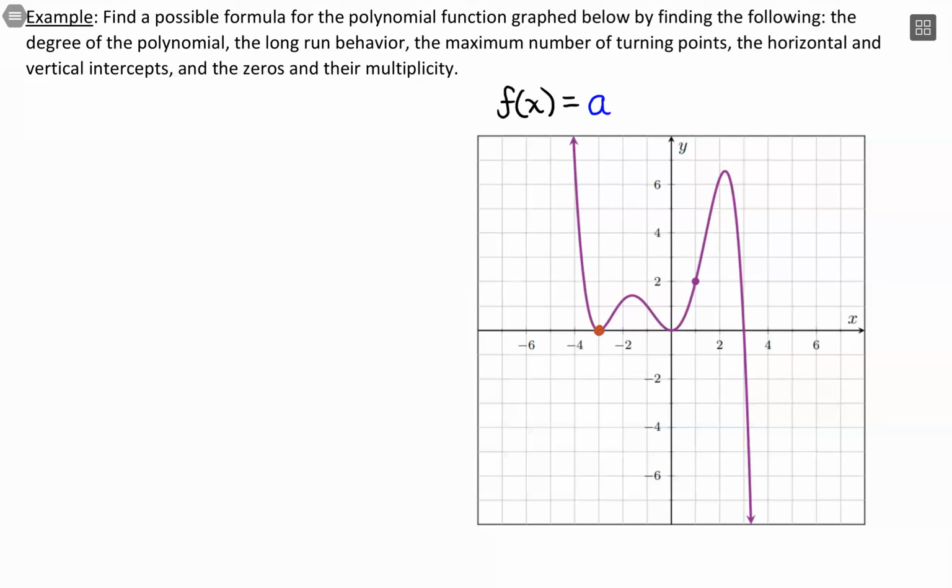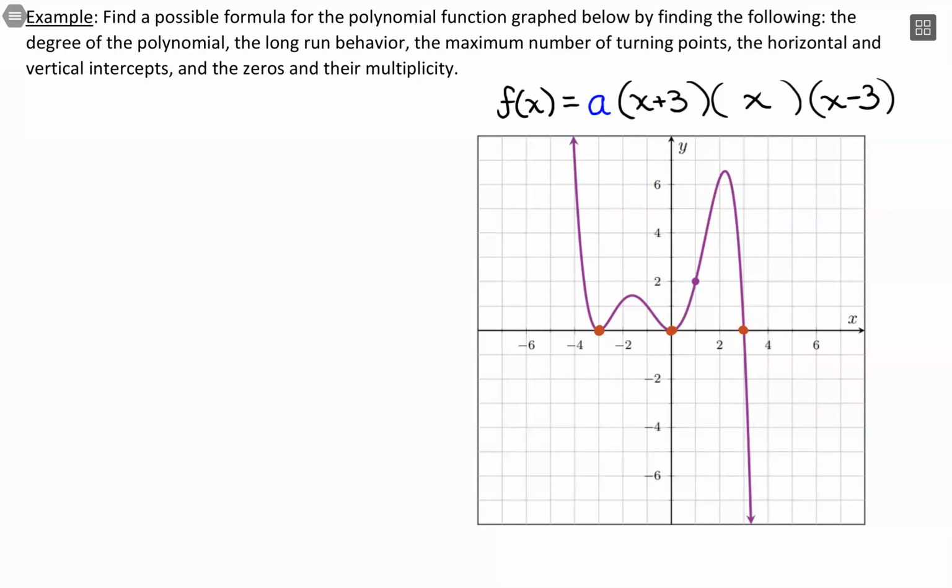So I have 1, 2, 3 zeros, which tells me I'm going to have 1, 2, 3 factors. Now we have a 0 at -3, so that would show up as x plus 3. We have a 0 at 0, which would just be x. It's like x plus 0 or x minus 0, but we're just going to show that as x. And then we have a 0 at +3, which will show up as x minus 3.